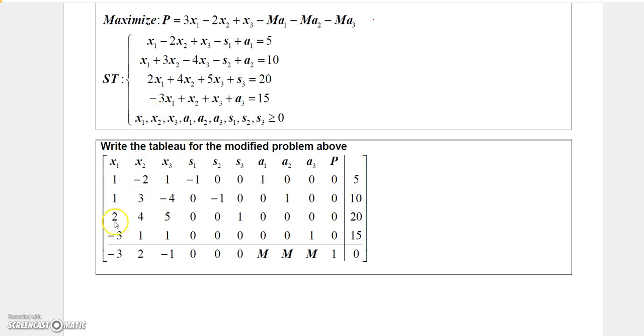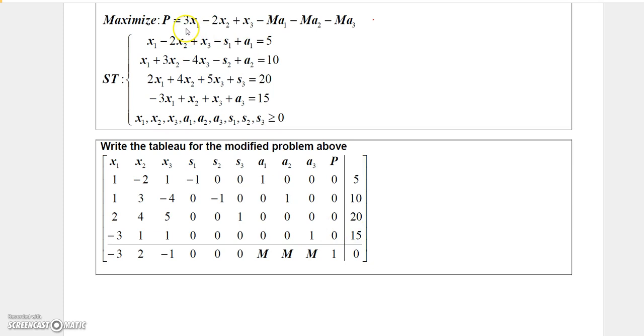Now read the third one. 2x1 plus 4x2 plus 5x3 plus 1s3 equals 20. And then the last one is minus 3x1 plus 1x2 plus 1x3 plus a3 equals 15.